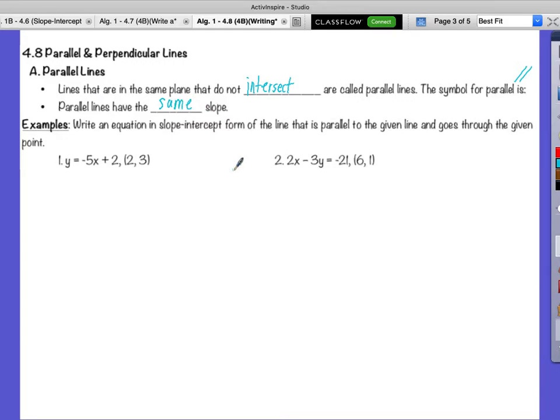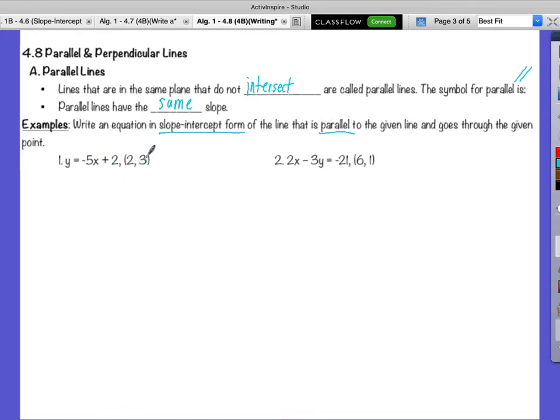So we practiced something like this before. Now we're going to do it from different equations. We said, write an equation in slope-intercept form of the line that is parallel to the given line and goes through the given point. So here's a line we're given, and the equation we need for our new line needs to be parallel to this line, and it needs to go through the point 2, 3.